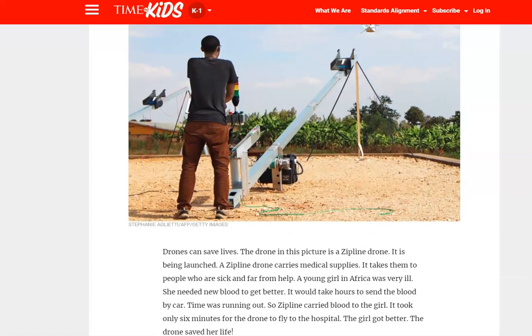Wow. I noticed the author thinks that drones can be important to save lives. Now I want to look for a part that explains why the author thinks that. Let me look back at what I just read.